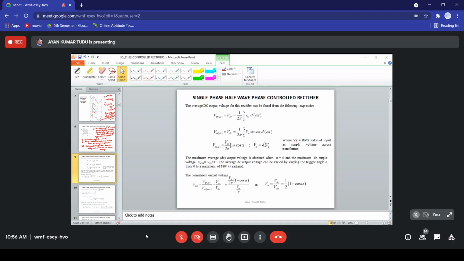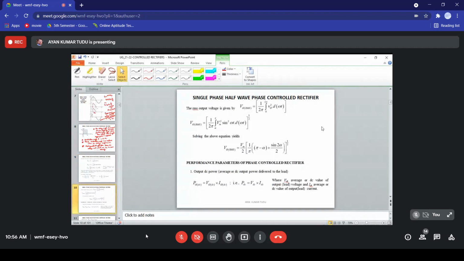Then we have to find out the RMS output voltage. So the RMS output voltage will be given by which equation? Obviously V0 RMS would be equal to root over of 1 by 2 pi integral from 0 to 2 pi of V0 square d omega t, correct? So that is what we have here. I have not written the square root sign here, but you can understand that it would be root over.